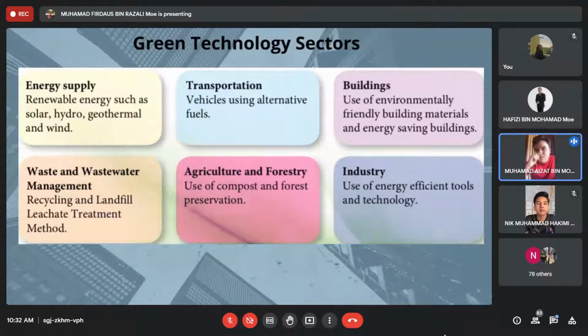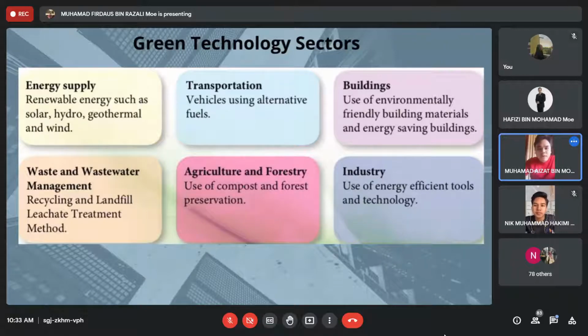Contohnya dalam buildings kita ada GBI ataupun Green Building Index. Green Building Index ni akan state adakah sesuatu bangunan tu boleh dikategorikan as applied green technology or not. Okay, contoh kita ada buildings, contohnya Eco Majestic dekat Semenyih Selangor ataupun Tun Razak Exchange. So that's the example of a green building.